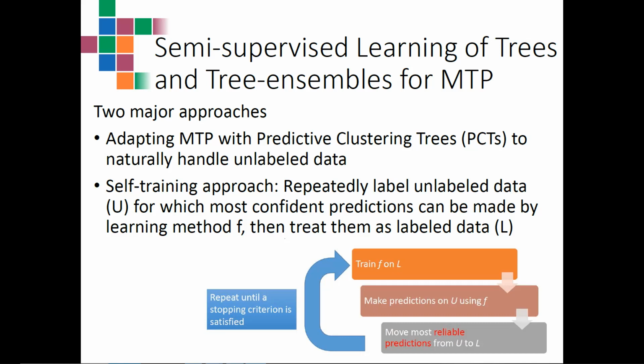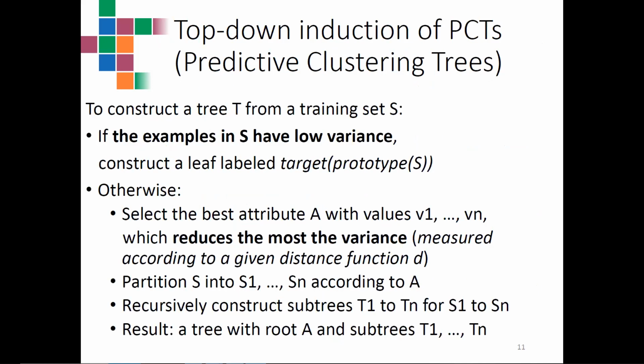But even more simply, we can adapt this approach of predictive clustering trees for multi-target prediction in a very elegant way to take the unlabeled data into account. So this relatively complicated and iterative process is replaced with a single direct one-shot process of learning a tree by taking both the labeled and unlabeled data into account. So here is roughly how it works. First, let me explain these predictive clustering trees, which can be used for predicting multiple targets at the same time.